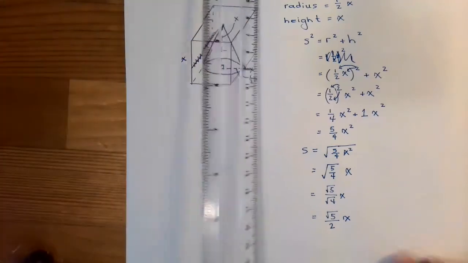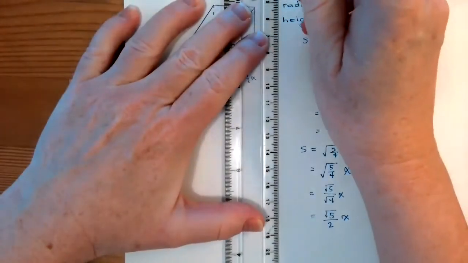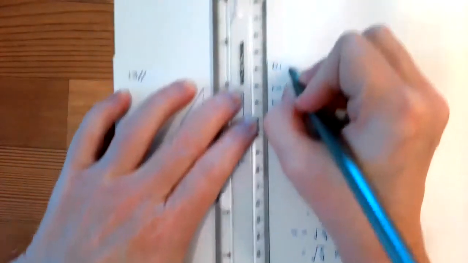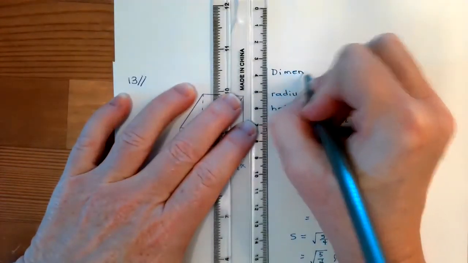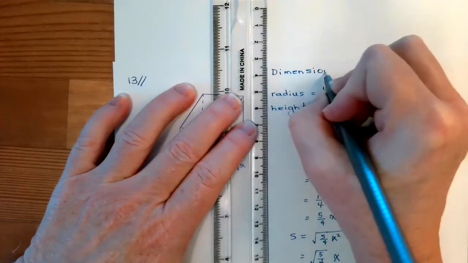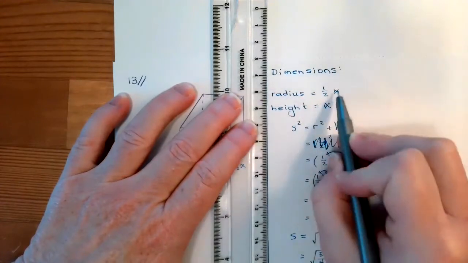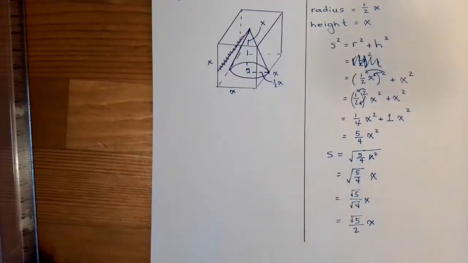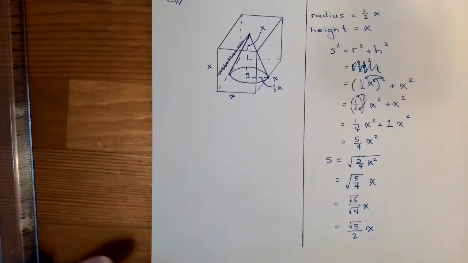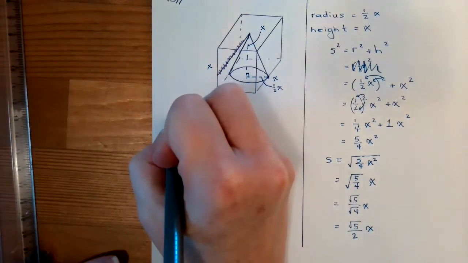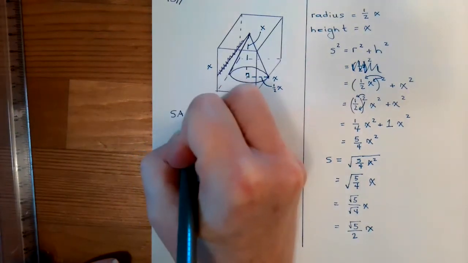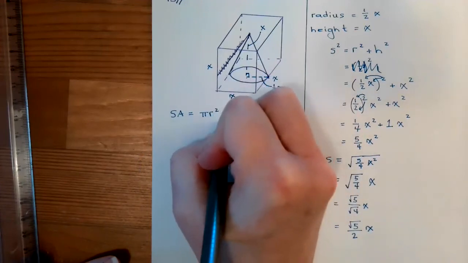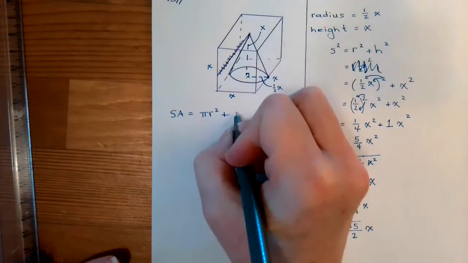So we're almost done. What we have here are the dimensions, so I'm just going to write that up at the top. I've got my radius, my height, and my slant height. Now I want to use this to calculate my surface area. So I'm going to come over here, and I know that my surface area is equal to the area of the circle plus the area of the lateral surface.